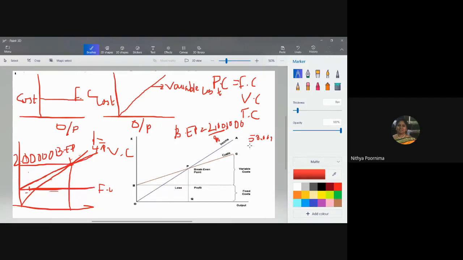Clear, boys? I want some input. First of all, I'm looking at the board and trying to teach. I'm not even looking at your Google Meet classroom to see whether you're following or not. There is no response from your side. You tell me whether you've understood or not so that I can proceed. Ma'am, where did that 4 come from? Can you please explain once again?